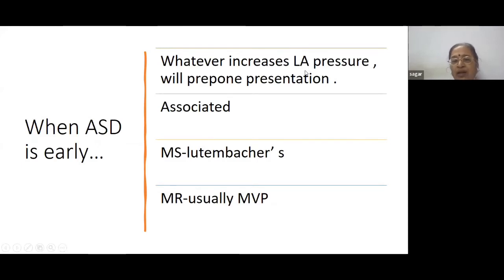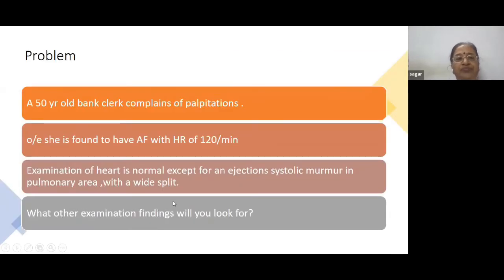So how do you increase the left atrial pressure? You either produce an MS or an MR. So if you have a Lutembacher's MS or you have an MR, usually associated MVP is there in many ASDs. So either an MS or an MR, which will increase the LA pressure, will prepone the ASD, and you will get a 30-year-old person with an ASD. So whenever you see a young person with an ASD, look for an associated MS or an MR. That's the importance of that problem.